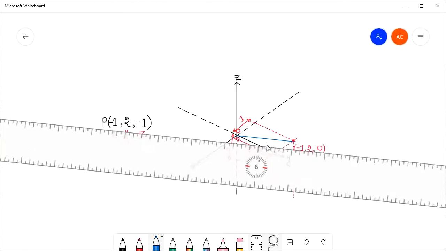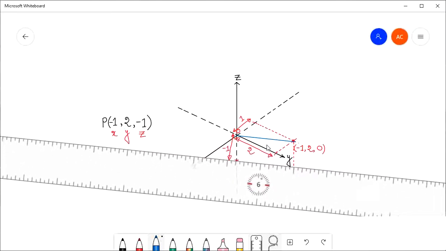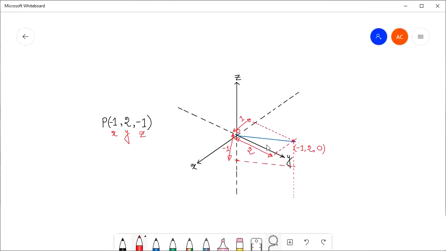So what we have to do here, we have to draw a line which will be parallel to this projection line. So this is parallel to the projection line. This line where it intercepts our previous parallel line is our intended point. So our point is -1, then 2, then -1.